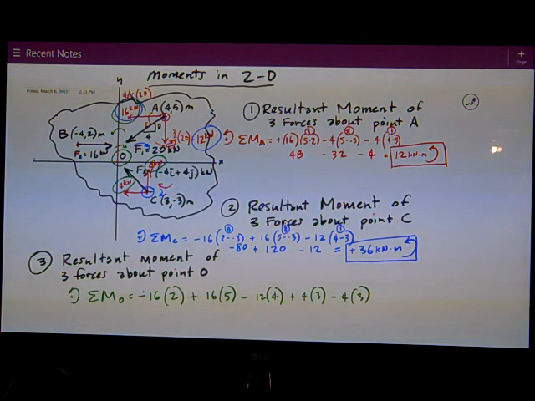Do the math, and I get negative 32 plus 80 minus 48 plus 12 minus 12. And all those cancel each other out, and I get 0. So that's my answer.